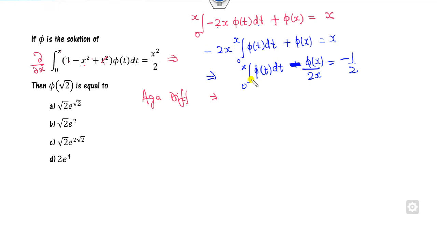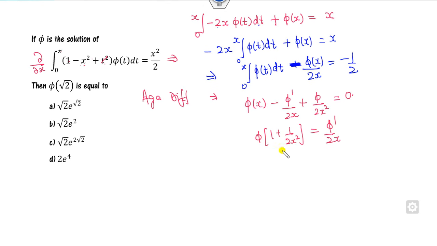If you integrate and again differentiate, this will be 0, but it will be my phi of x. It will be u over v. So I can take phi dash over 2x, and minus plus phi over 2x square, which is my 0. So I can take phi as common: 1 plus 1 over 2x square, and here is phi dash over 2x. So I can simply write this as phi dash over phi, and I can multiply this by 2x plus 1 over x. Now you can integrate them.